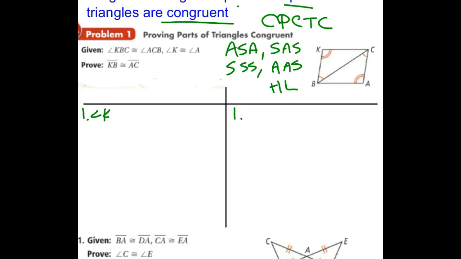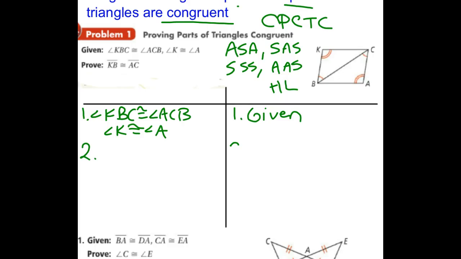So angle KBC is congruent to angle ACB, and angle K is congruent to angle A because it's given. So you already know that information. We're looking for another piece of information we can then draw from the picture or from the givens. I typically go to the picture first. You can see that in the middle they share this side. That's going to be congruent to itself.